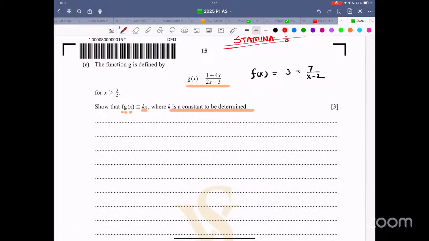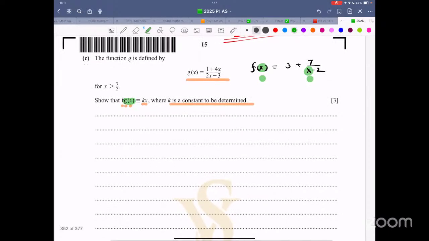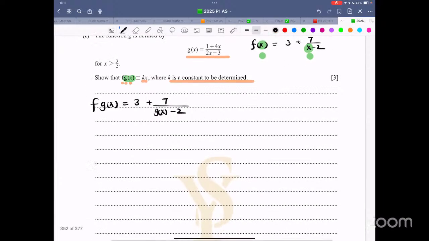So f of g(x). What does f of g(x) actually mean? That means whatever is over here in f(x) goes over here. So f of g(x) means in place of x, write g(x). So therefore, f of g(x) is 3 plus 7 over g(x) minus 2. Now, g(x) is already in a fraction form. Let me first simplify g(x) minus 2, just the denominator.